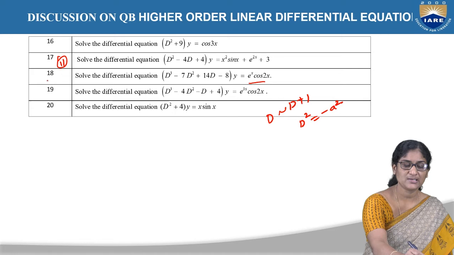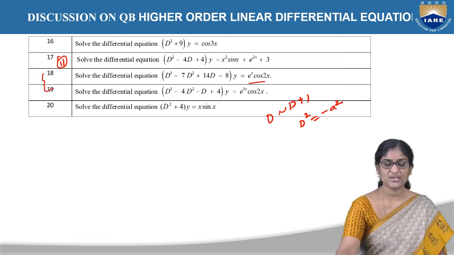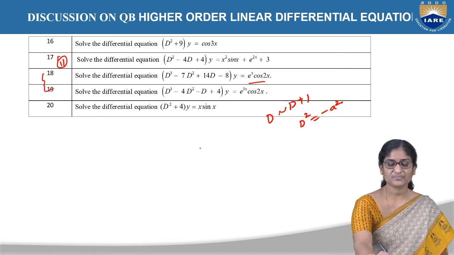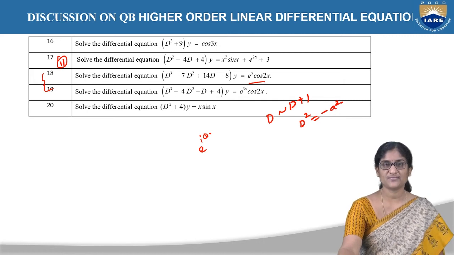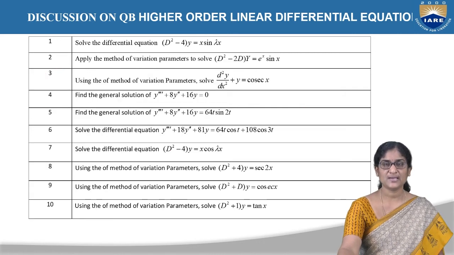And 18th and 19th are both one and the same. And 20th question, x into sin x, where sin x can be converted into exponential by writing this as e to the power of i theta. We have to write it as the imaginary part of the coefficient of e to the power of i theta and get the answer.